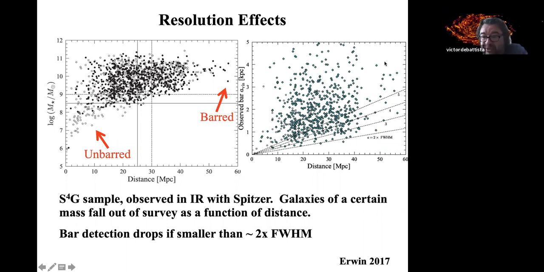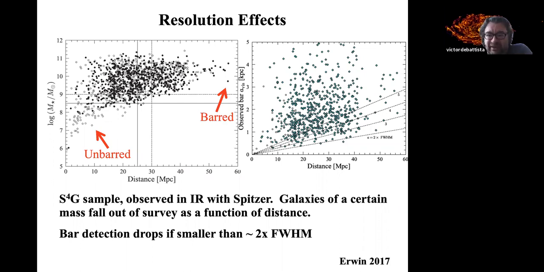And you'll notice that there are very few galaxies that fall below this line of two times the full width half max, which tells you that smaller bars are hard to detect. Okay, and that will probably be, it's hard to detect the bars of such galaxies, not so much, of course, that the galaxy itself is visible.